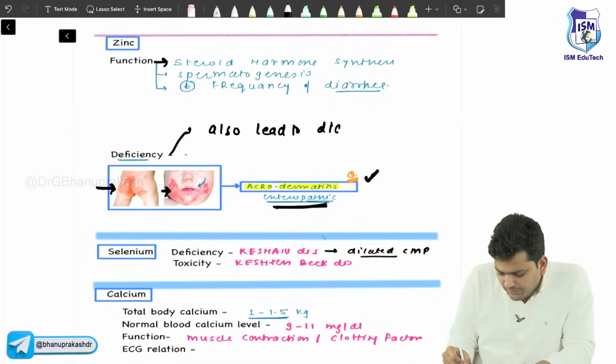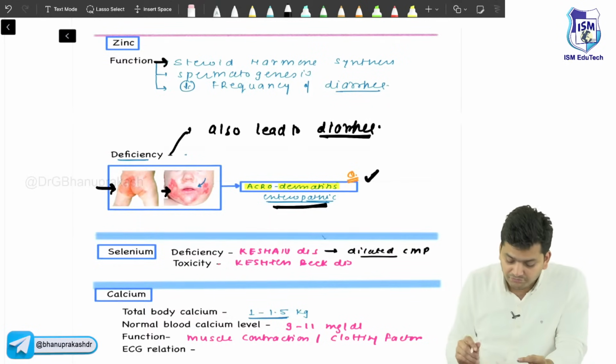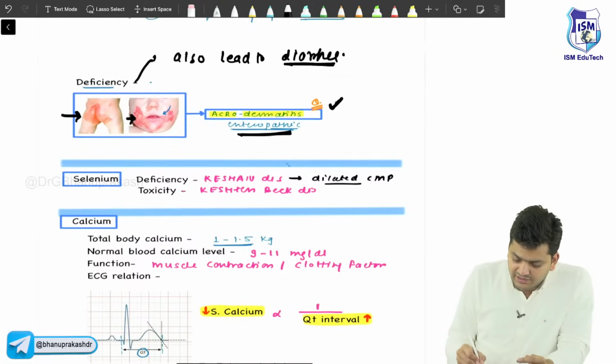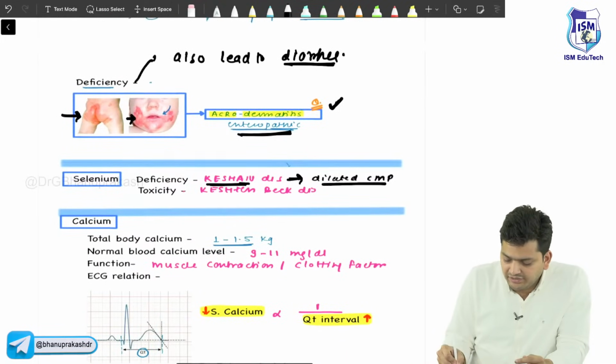That is why, as you have discussed in PSM, whenever a diarrhea patient comes, we give zinc also in the pediatric age group. Selenium deficiency leads to Keshan disease, and Keshan disease will present as dilated cardiomyopathy.